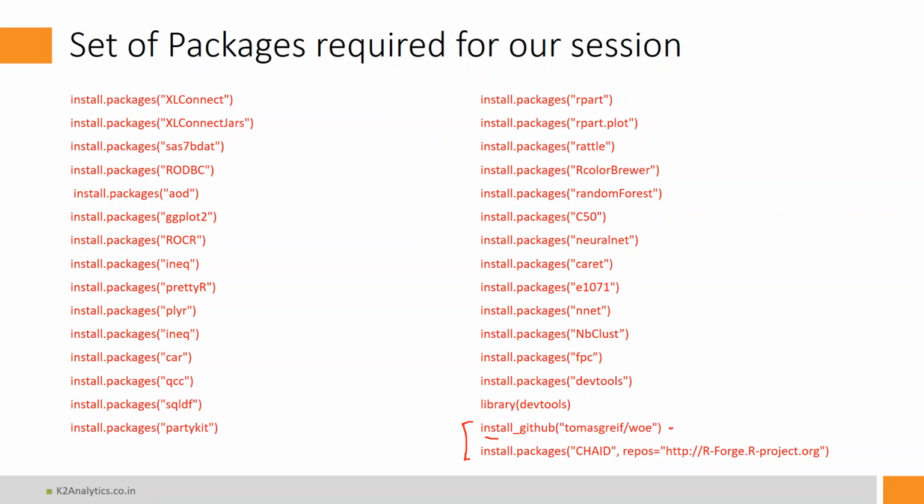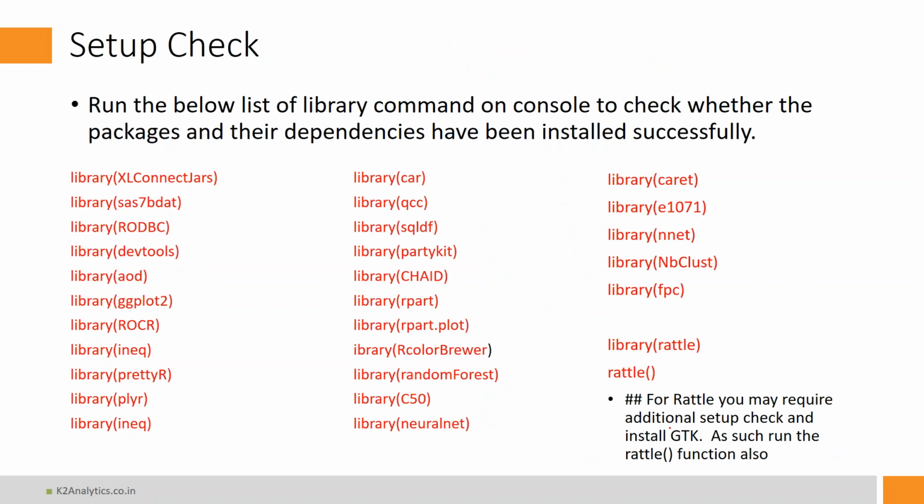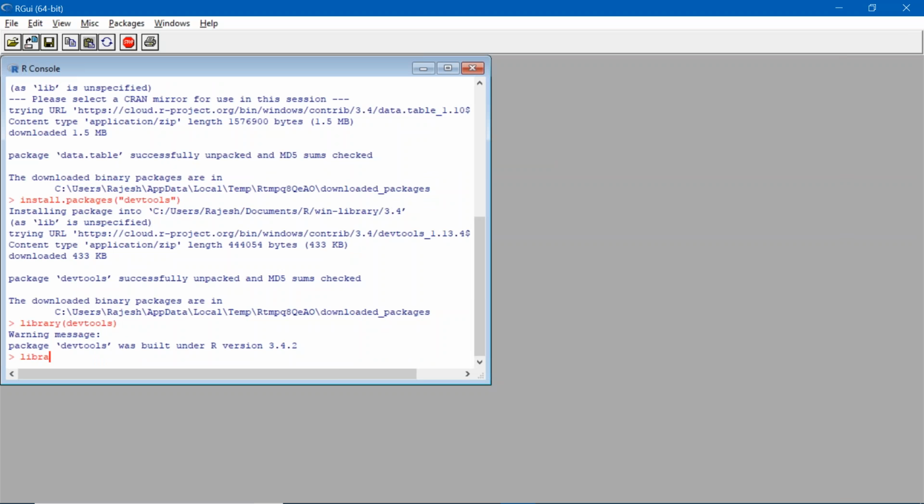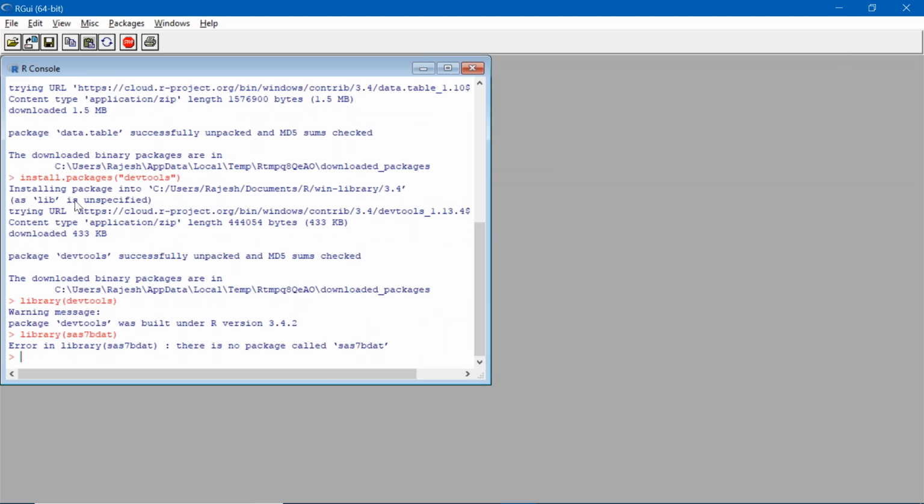Okay. Having installed all of them, if you want to quickly do a setup check whether all packages have been installed properly, you have to try loading those packages in memory. Okay. For example, let's try library SAS7 BDAT. If this package is already in my machine, it will get loaded. It will not give any error. Error in library SAS7 BDAT because there is no package called SAS7 BDAT.